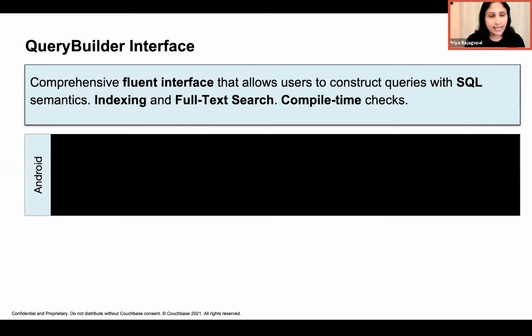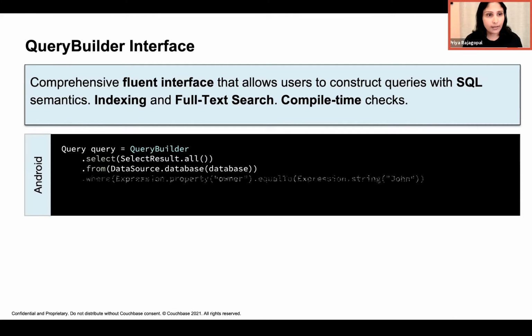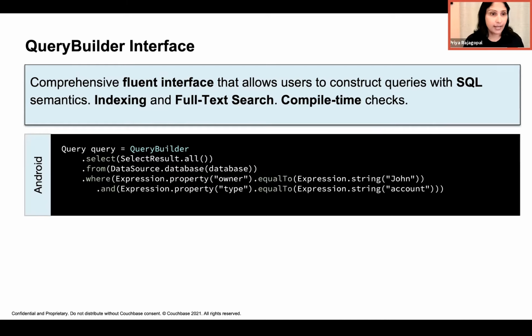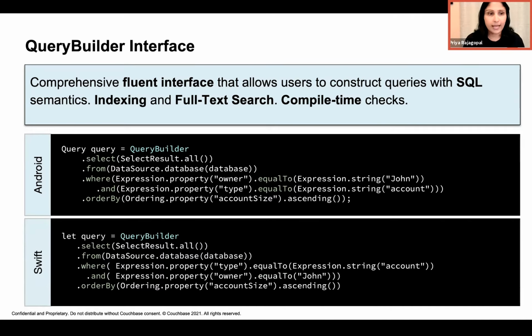This is an example in Android. You select all documents from a given data store, subject to a conditional expression. You can chain any number of conditional expressions. And then, of course, the result set can be sorted, in this particular case by a particular property in ascending order. Here's the equivalent API in Swift.